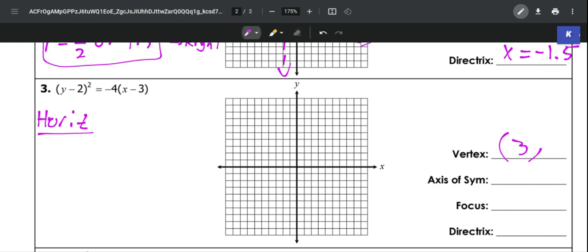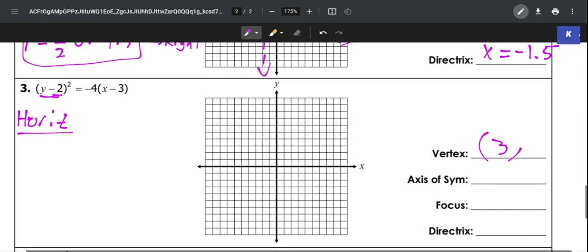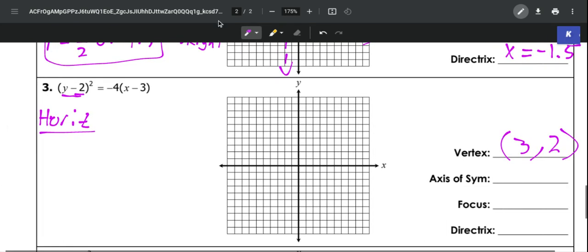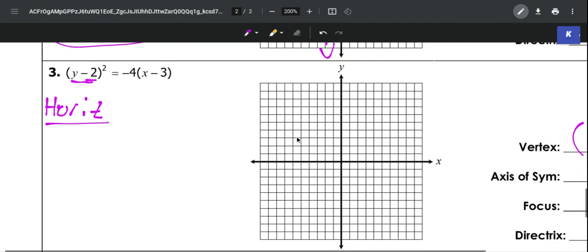So the vertex comes from h and k, which we already established that h was 3, and then k is a -2 in the parentheses with y. So when we pull it out for our vertex, we just have to flip that sign. So our vertex here is 3, 2. So we're going to plot that. So 1, 2, 3, 1, 2. That would be right here.